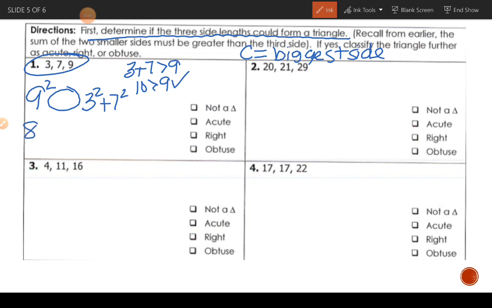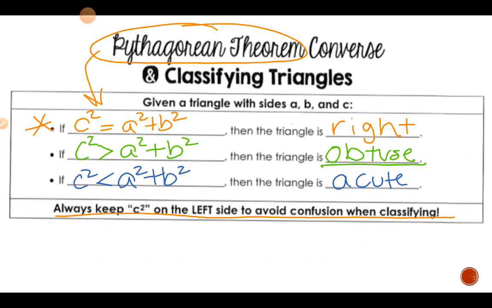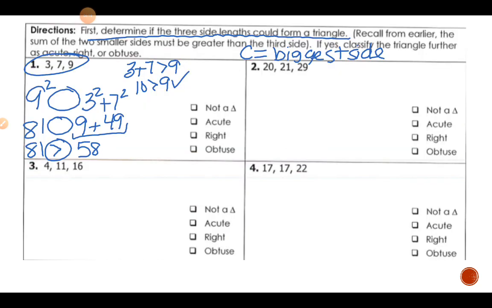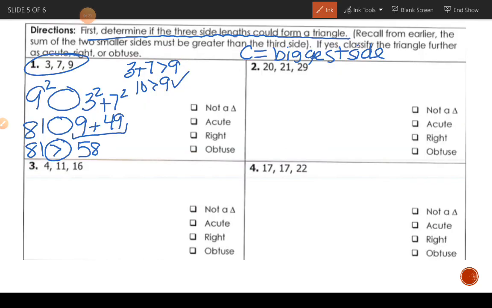Okay, 9 squared is 81. 3 squared is 9. 7 squared is 49. Okay, so 81, and then if we add up 9 plus 49, we get 58. So in that circle, 81 is going to be bigger than 58. Okay, so if we go to our previous rule, right here, if c squared is bigger than a squared plus b squared, we have an obtuse triangle. So in this one right here, this would be an obtuse triangle.